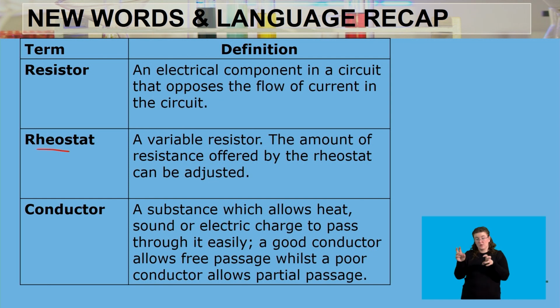Then a conductor, that's now a substance which allows heat, sound, or electric charge to pass through it easily. A good conductor allows free passage, while a poor conductor allows a partial passage. So a poor conductor doesn't allow the electricity to pass through easily, whereas a good conductor allows the electrical current to pass through easily.